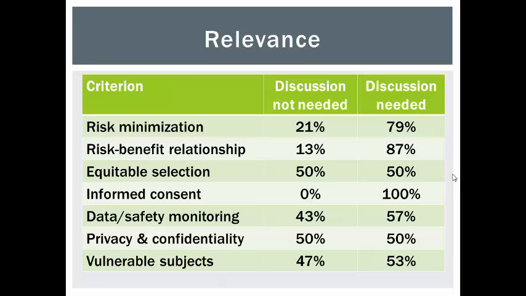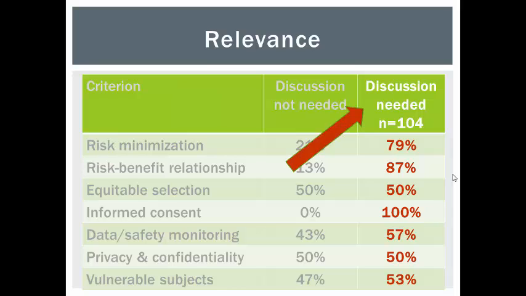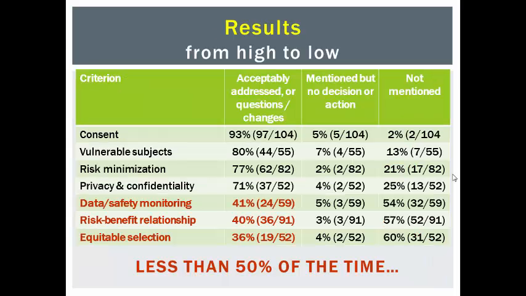All the way down to vulnerable subjects, in 47% of the applications no discussion was needed, either because there were no vulnerable subjects or because the application had adequately addressed all of the concerns. That's his initial triage, just to see which applications really needed some kind of IRB discussion. So he took the ones where they needed a discussion, 104 initial applications, and looked at whether or not the IRB actually did discuss those criteria.